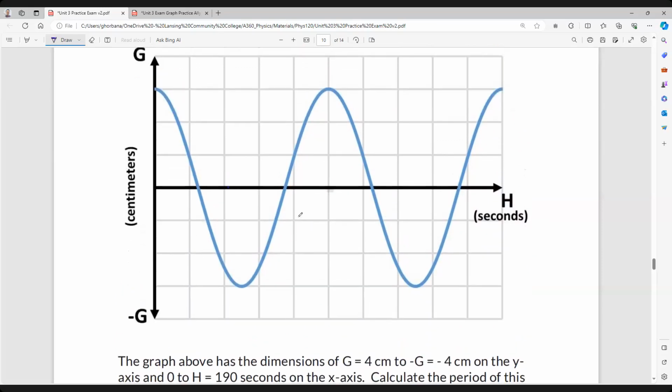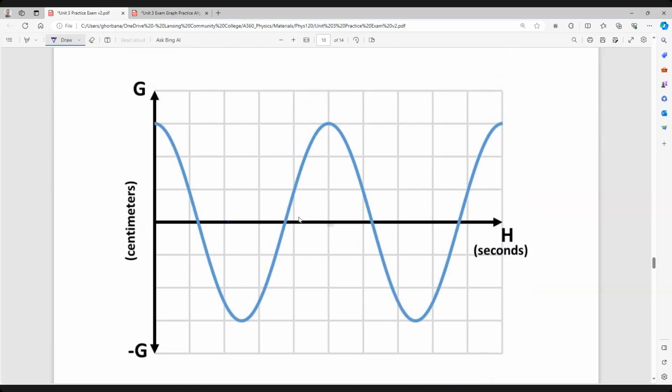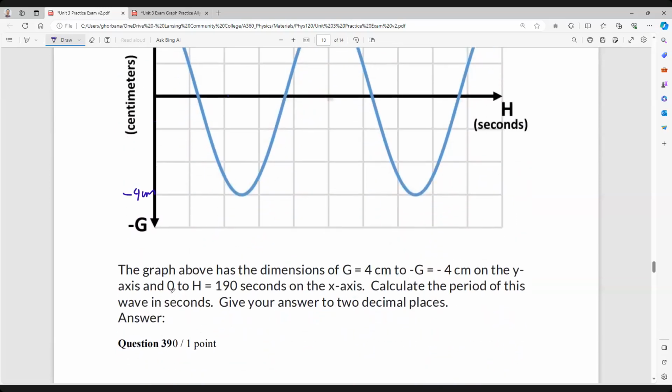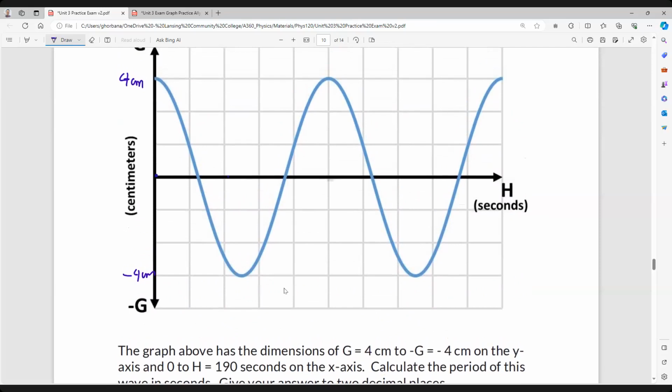It says the dimension is changing by plus or minus 4 centimeter. It means that here is 4 centimeter and here is negative 4 centimeter. And the x-axis is from 0 to 190. From here to here is 190. So this is a displacement over time.